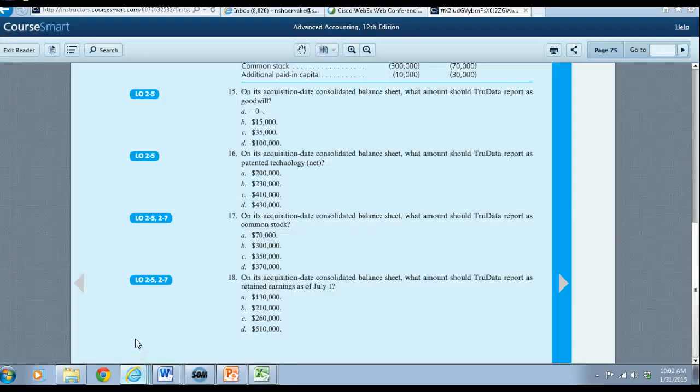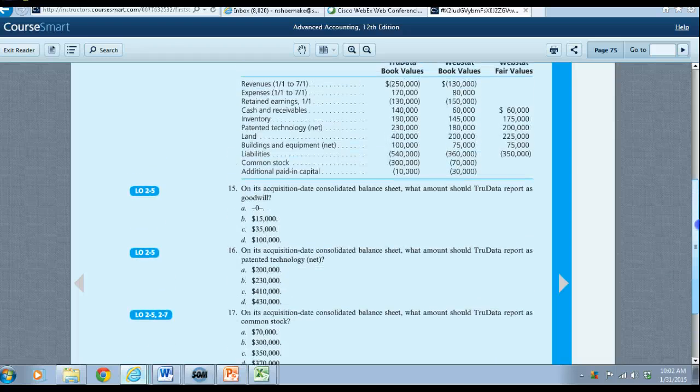Then it asks us, on its acquisition date consolidated balance sheet, what amount should TruData report as retained earnings as of July 1st? So we see here the retained earnings of TruData prior to this is 130. Then we know their revenues and expenses from January through June 30th for TruData. Revenues of 250, expenses of 170, with a net of 80,000. The net income here is 80.